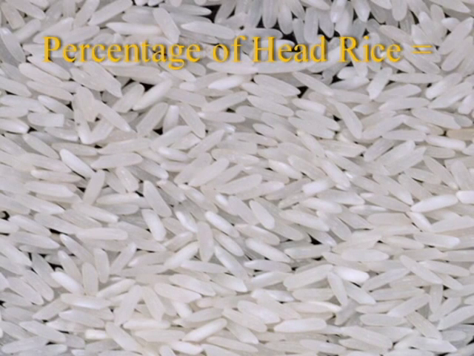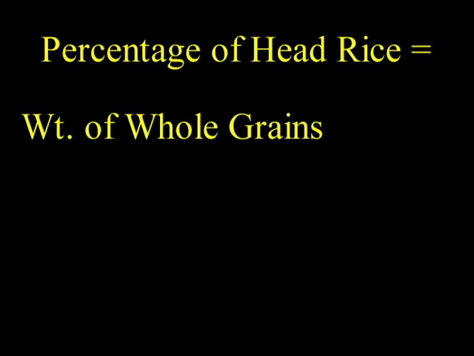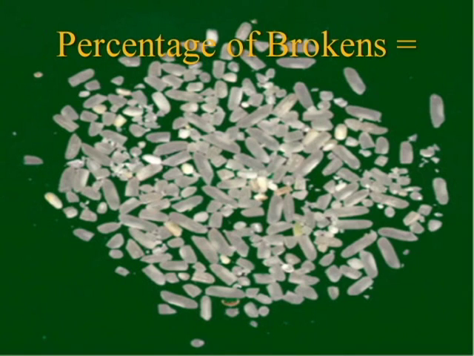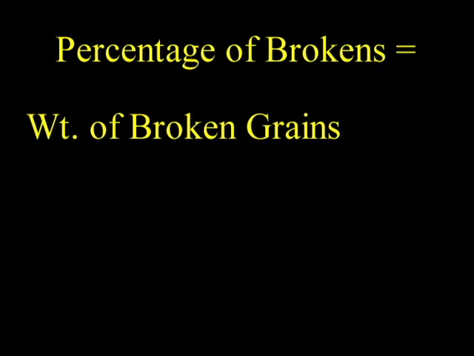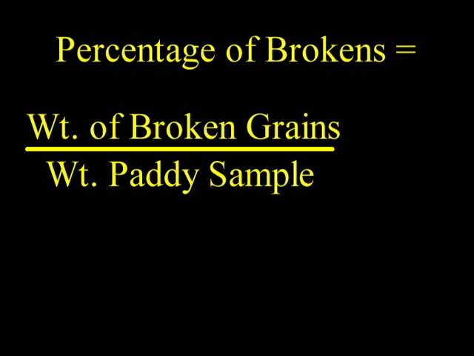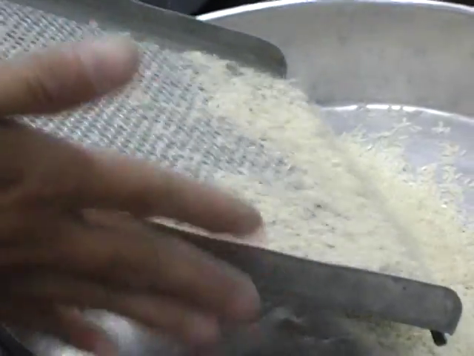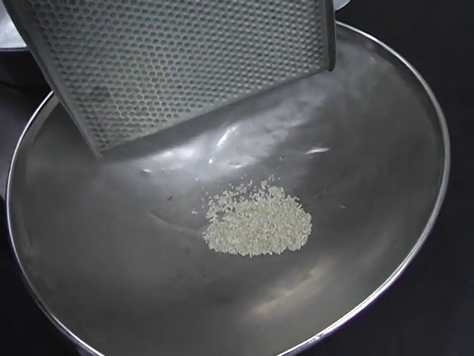For the percentage of head rice, divide the weight of whole grains by the weight of the paddy samples and multiply this by 100. For the percentage of brokens, divide the weight of the broken grains by the weight of the paddy samples and multiply this by 100. You can also divide the brokens into small brokens and large brokens.